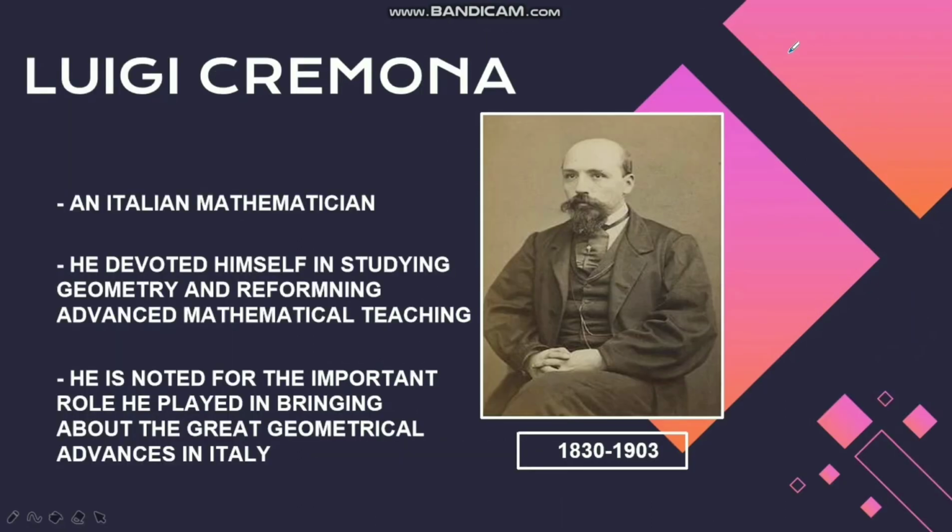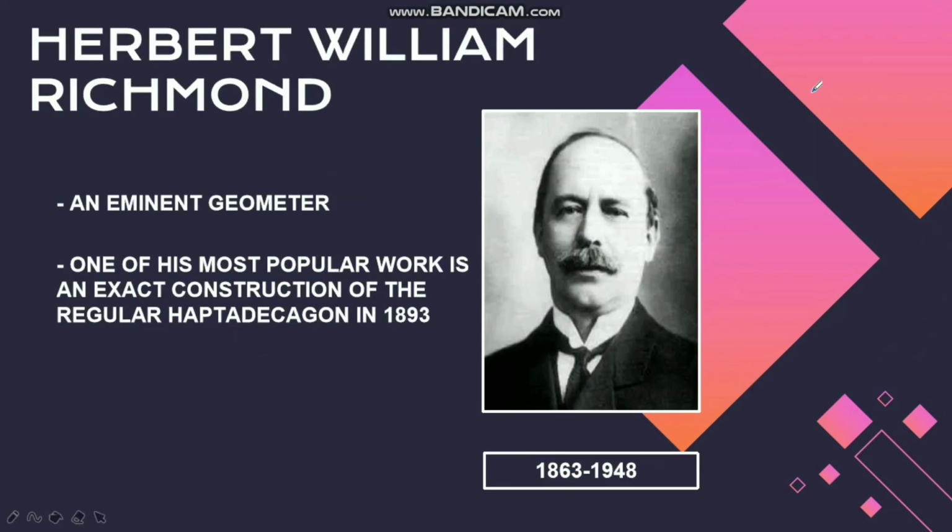So, who is Cremona? Luigi Cremona was born in 1830 and died in 1903. He was an Italian mathematician. He devoted himself to studying geometry and reforming advanced mathematical teaching. He is noted for the important role he played in bringing about the great geometrical advances in Italy. Also, Herbert William Richmond was born in 1863 and died in 1948. An eminent geometer, one of his most popular works is an exact construction of the regular heptadecagon in 1893.